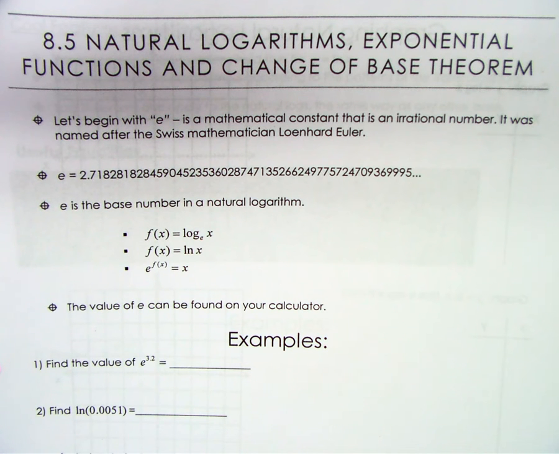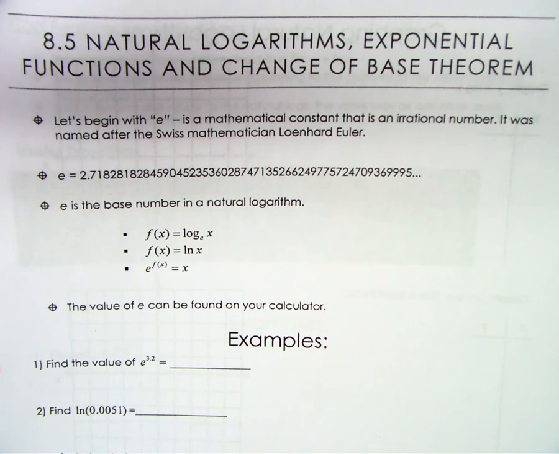So e is named after the Swiss mathematician Leonhard Euler, and it is another irrational number, like pi. It doesn't repeat, it doesn't terminate, and this is the approximate estimate of e. Now you should have an e button on your calculator, I think.